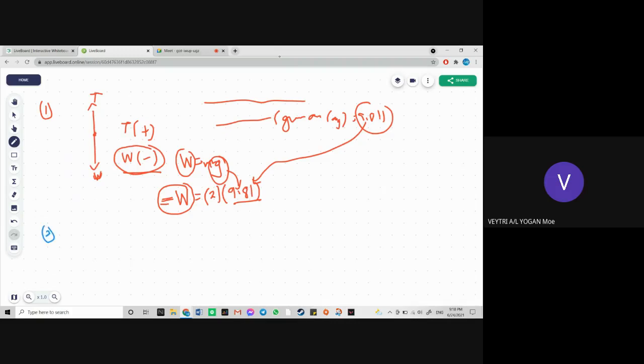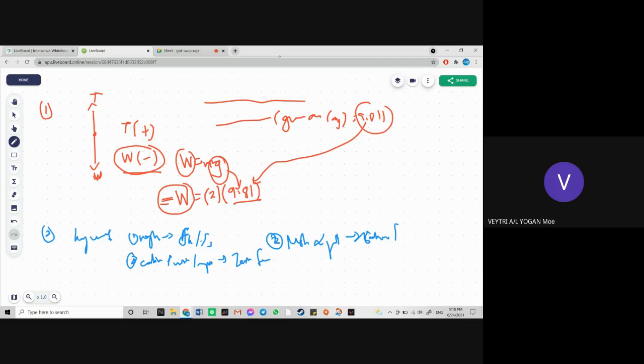Number 2, remember keywords. Keywords we have rough untuk frictional force, FK atau FS. We have cable, wire, and rope for tension force. Push and pull for external force. Okay. These 3 things are very important so that you guys don't get confused what is in there and what is not in it.